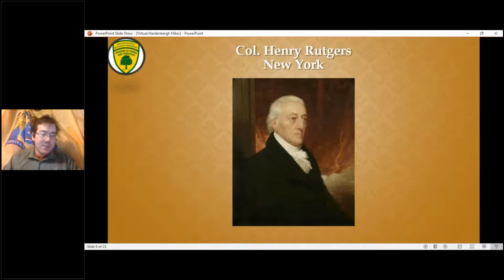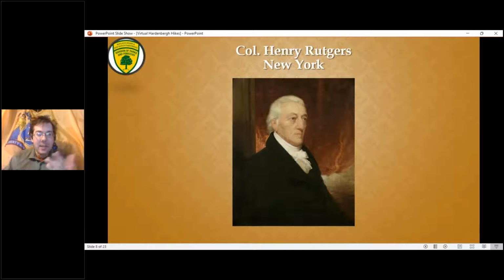Colonel Henry Rutgers attended college not at Queen's, but at King's, the Anglican college in New York that would later be renamed Columbia. And after the Revolutionary War, Colonel Rutgers was a prominent philanthropist for Dutch Reformed religious causes and educational causes as well.